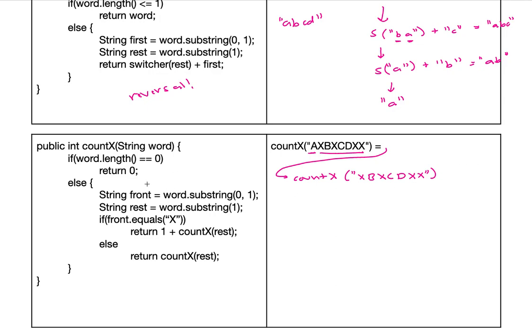Well, once again, the length is not 0, so we get the front, we get the rest. Because the front is equal to X, what this is going to evaluate to is the number 1 plus countX on the rest of the string. So B, X, C, D, X, X.